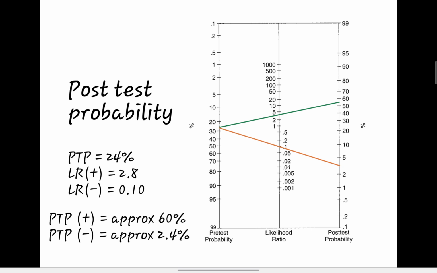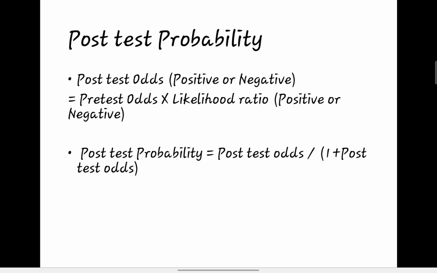However, since it is not always practical to use a nomogram in daily situations, we use a formula. The formula is post-test odds equals pre-test odds times the likelihood ratio, positive or negative, depending upon whether the post-test odds are to be calculated for positive or negative. Similarly, probability can also be found by using odds.